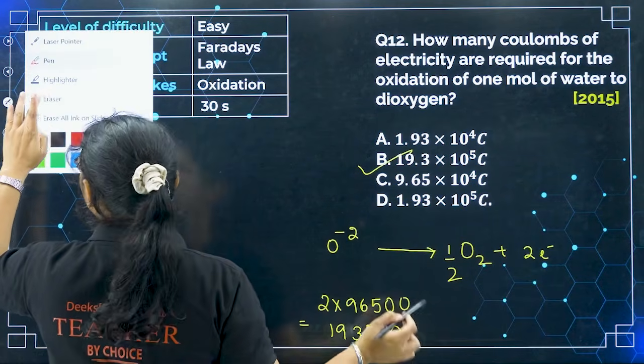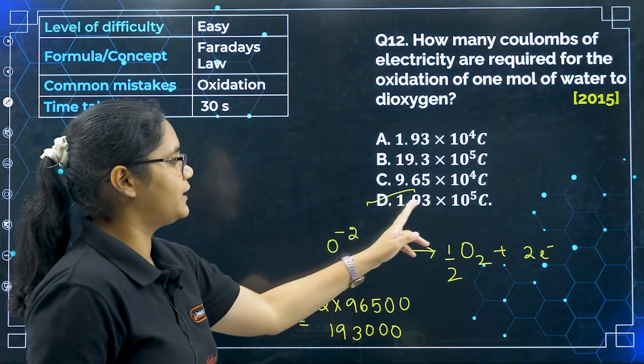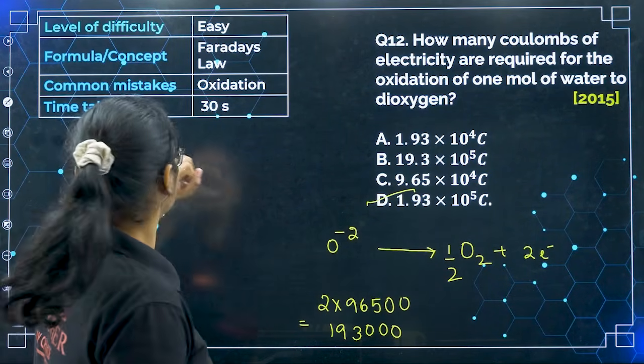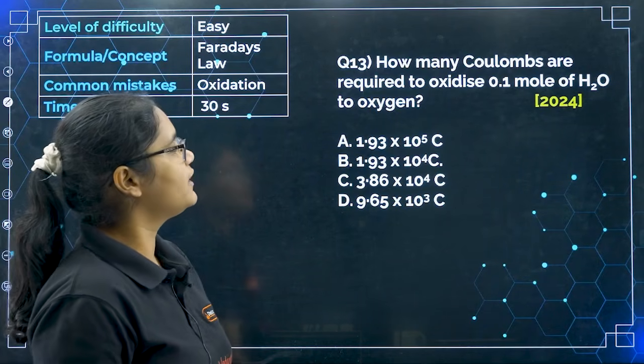Okay, so that is not B. Be very careful with the options. It has to be D. 1.93 into 10 to the power of 5 coulombs for 1 mole of water. Okay. Next, how many coulombs are required to oxidize 0.1 mole of water?